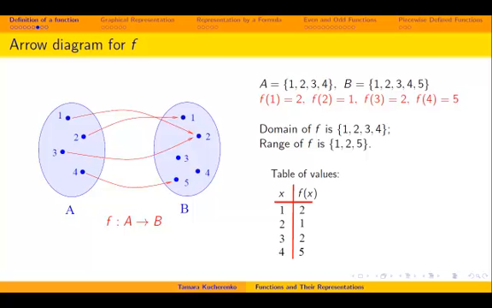We can represent f by a table of values. We write the elements of the domain on the left and corresponding values of the function f on the right. The same function f can also be described by a formula. For example, x squared minus 4x plus 5. If you plug in 1 for x, we get 1 squared minus 4 plus 5, which is 2. If you plug in 2 for x, we get 1, and so on.